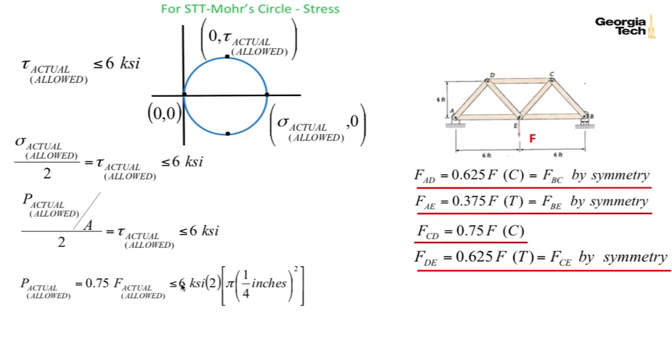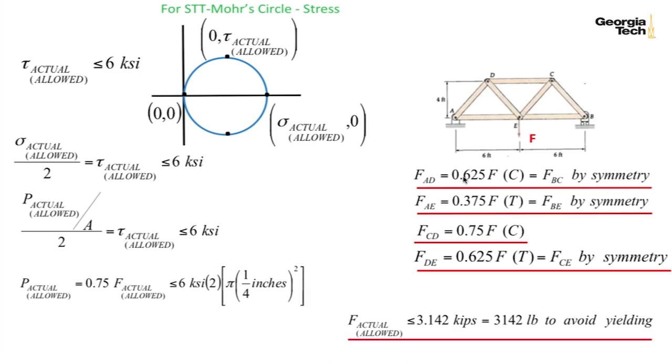We take the 6 KSI, we multiply by 2, we multiply by the cross-sectional area, and we find then that the allowed F that we can support in our truss has to be less than or equal to 3,142 pounds or 3.142 kips to avoid yielding. And so we've done part A. We found what we can hold as far as yielding is concerned in our truss members.